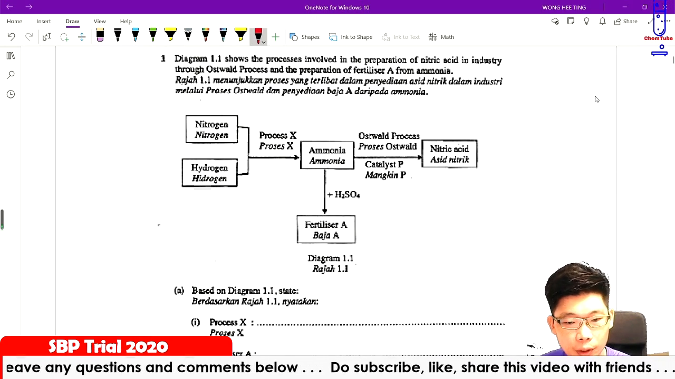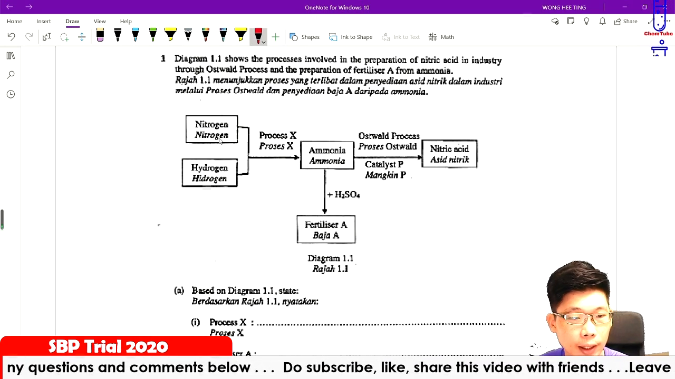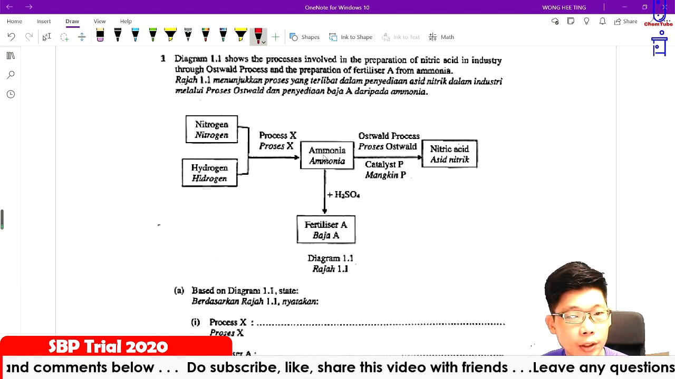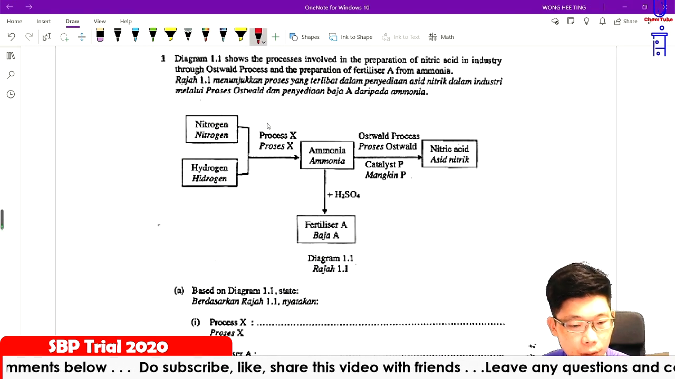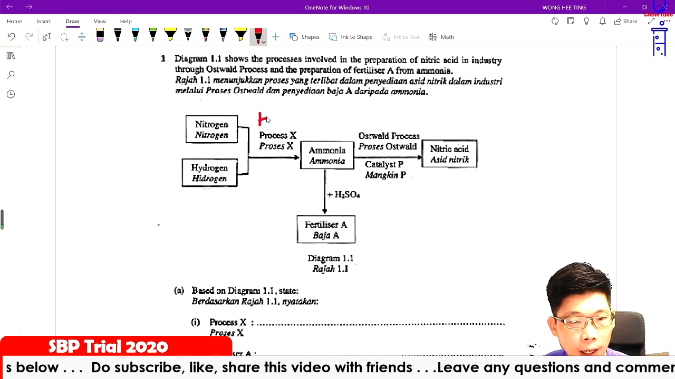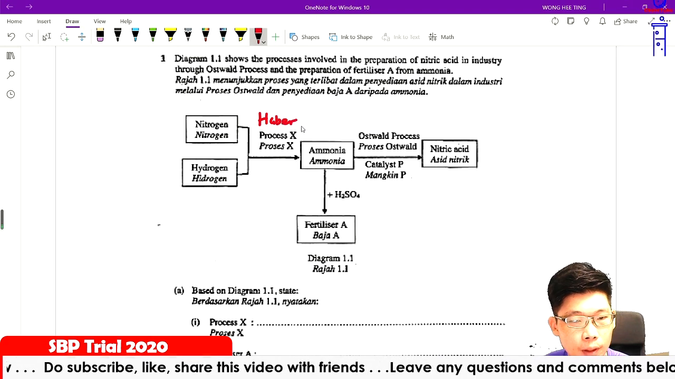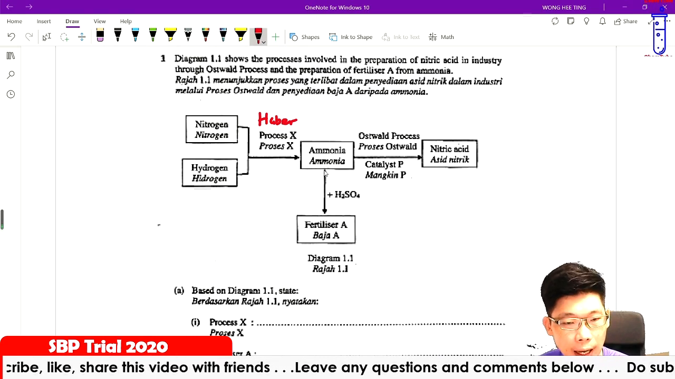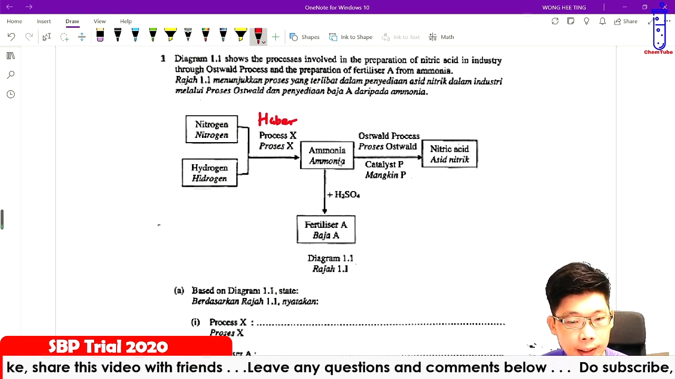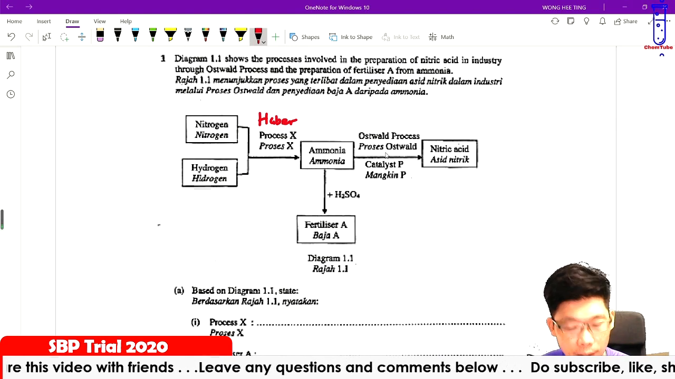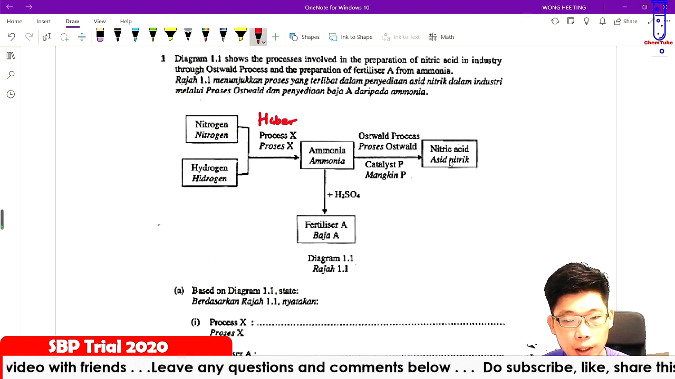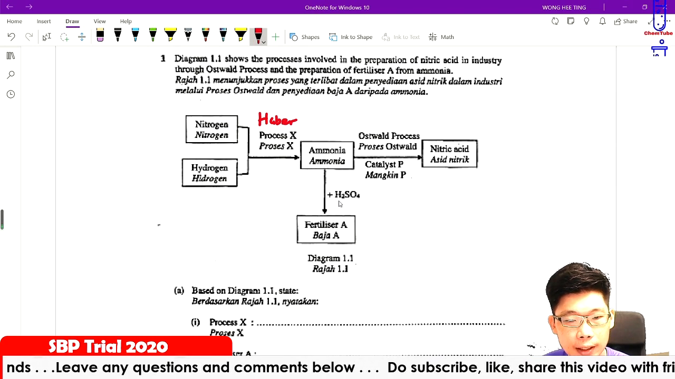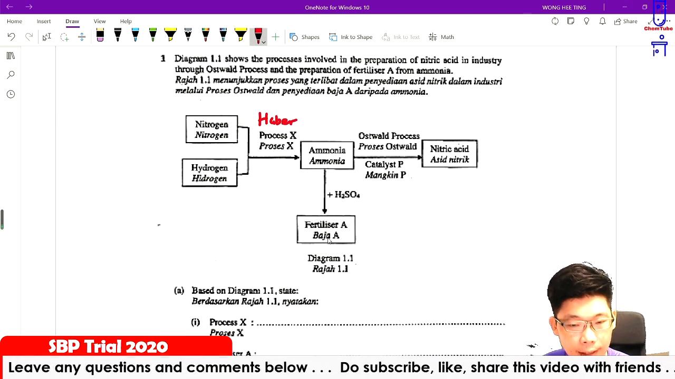Okay, so if we look into the diagrams here, nitrogen reacts with hydrogen, undergoes a process X to produce ammonia. So here we will know this process is called the Haber process. In the Haber process, it will produce ammonia gas. The ammonia will undergo the Ostwald process to produce the nitric acid. The ammonia reacts with the sulfuric acid, then produces a fertilizer.